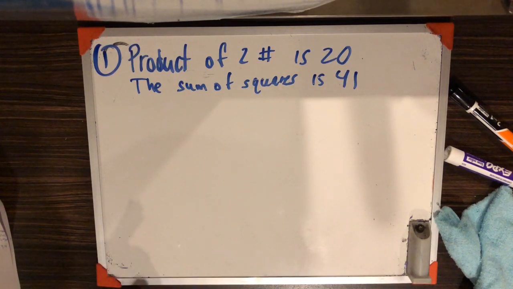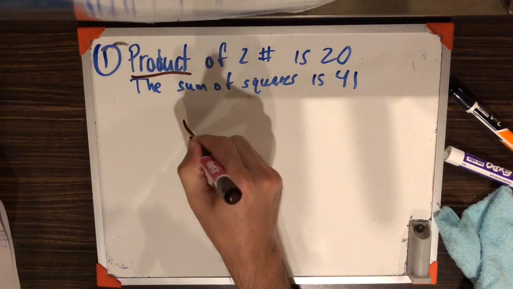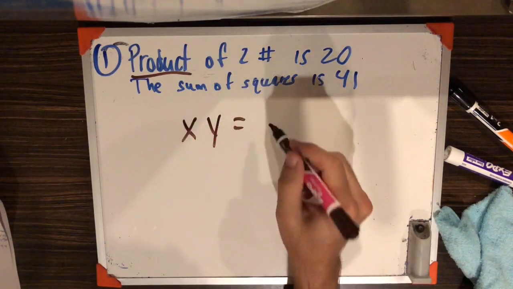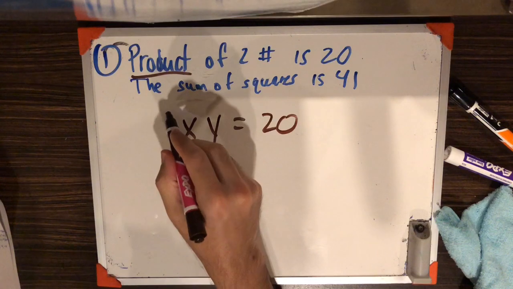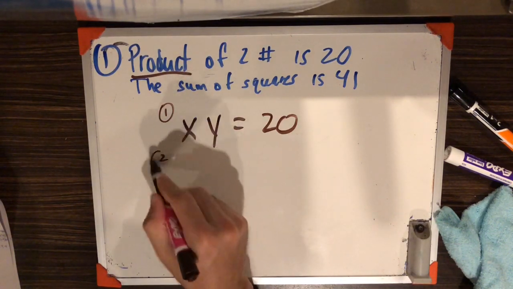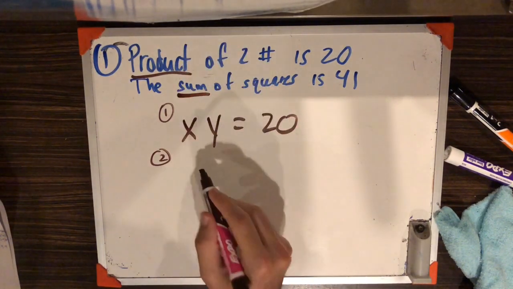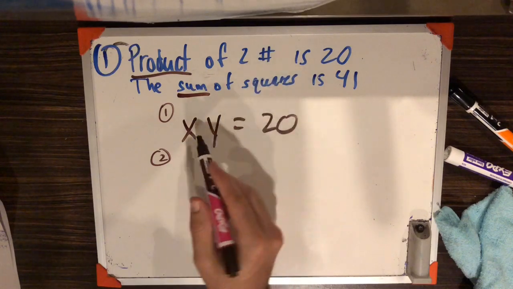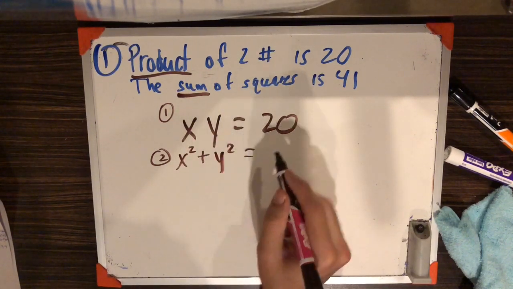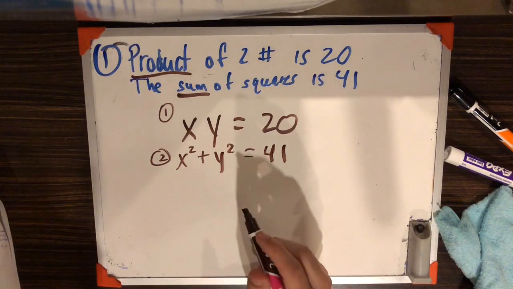So the product of two numbers is 20. Again, product means things are being multiplied to each other. I don't know what those two numbers are, so that means x, y. The product of these two numbers is equal to 20, right? That's my first equation. My second equation mentions the sum of squares is 41. The sum, so I'm adding, of squares, well, it's the squares of these numbers, x squared plus y squared is equal to 41, all right? So I have my two equations, okay?